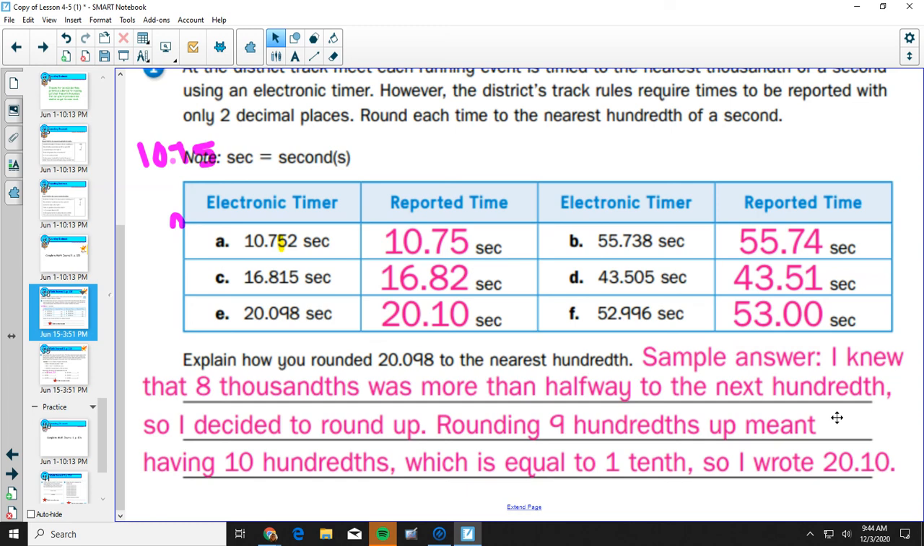So for E, 20 and 98 thousandths, we rounded it to 20 and 10 hundredths. We knew that 8 thousandths was more than halfway to the next hundredth, so we round up. Well, rounding a 9 in the hundredths means having 10 hundredths, which is equal to 1/10. So we write 20.10 or 20 and 10 hundredths. So you see that 9 bumps the 0 up, which turns out to 1, 0.